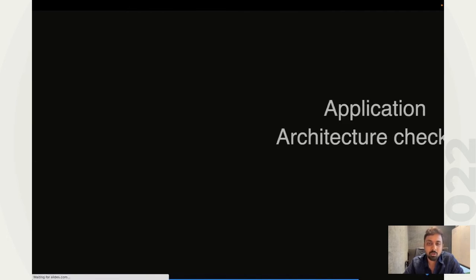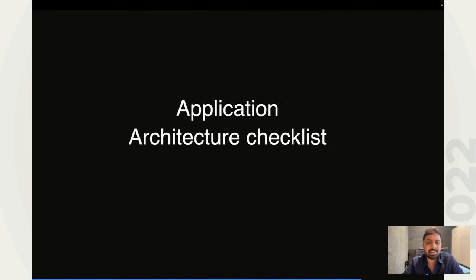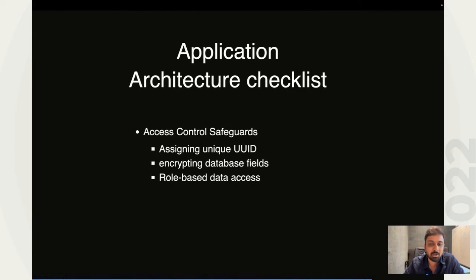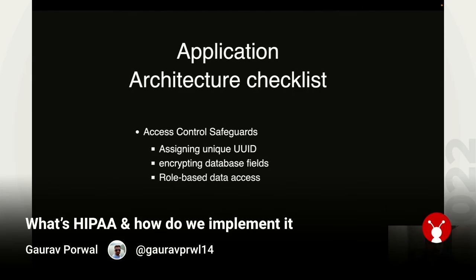Moving on. So let's just think from an architecture point of view, right? How do we implement these things? What are the checklists which we should be considering when we are building any application? The first and foremost is the access control safeguard, which is nothing but an authentication check. So what it does is you should have a login page before even allowing a user to enter your web application, right? And each patient or doctor should be linked to a unique UUID.